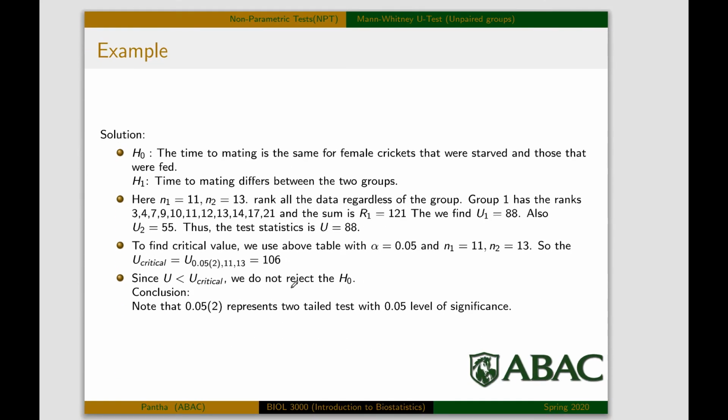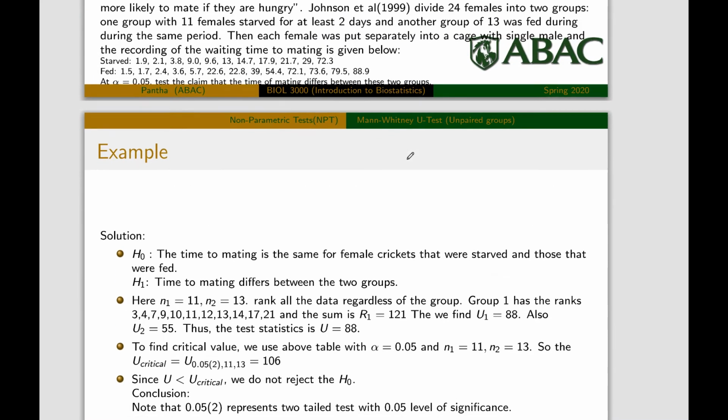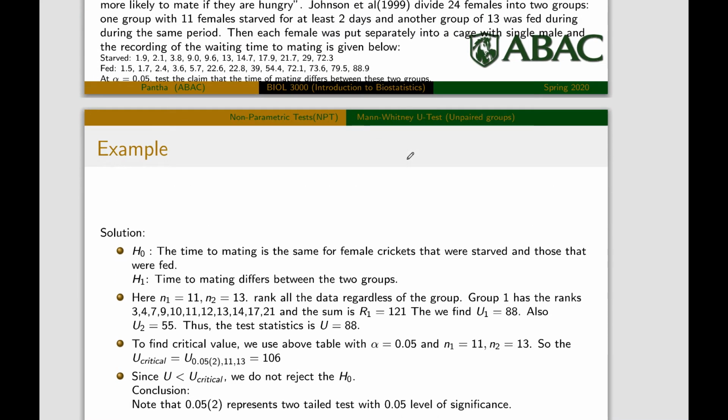So what is the null hypothesis here? H0: the time of mating is the same for the female crickets that were starved and those that were fed, and H1: the time to mating differs between the two groups. Here, no difference; here, the time is different. The sample size in group 1 is 11, and the sample size in group 2 is 13.